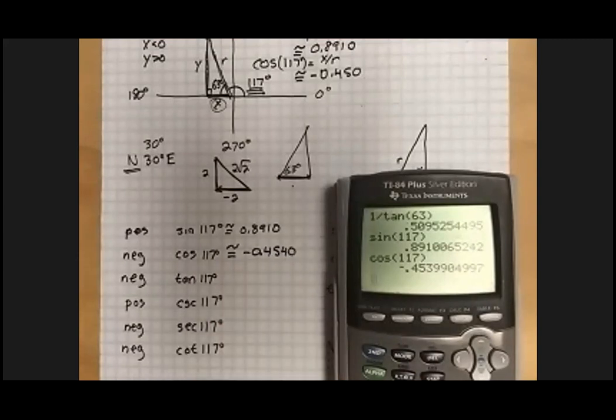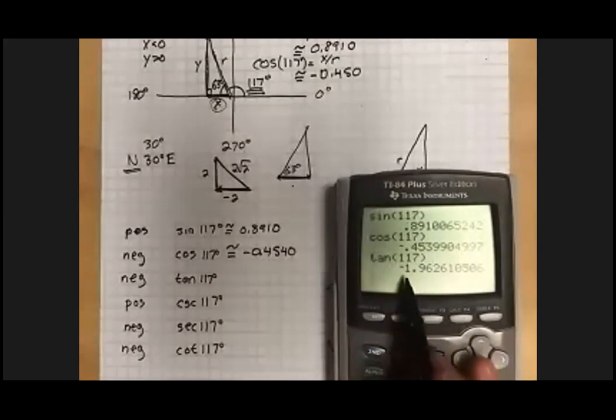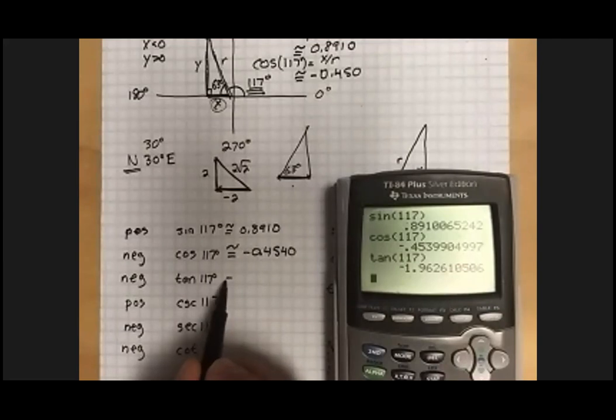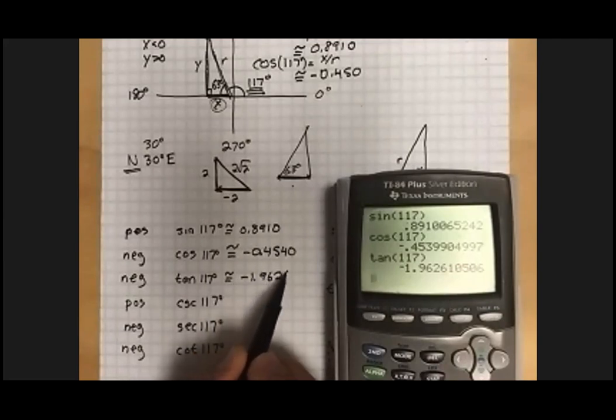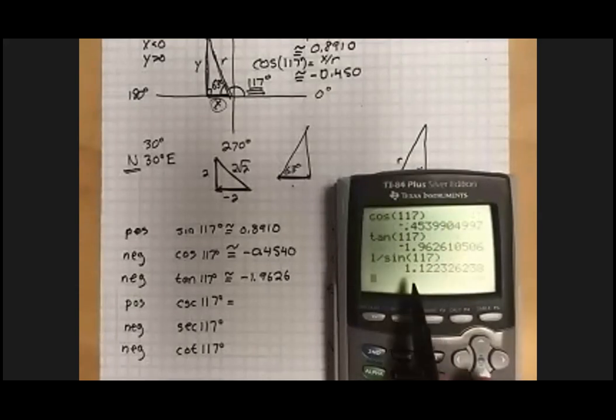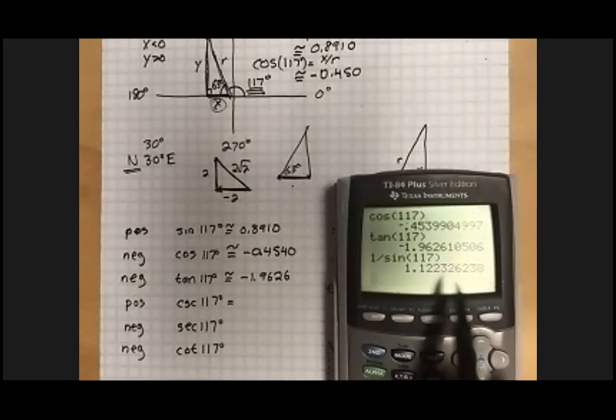The tangent of 117, negative 1.9626. The cosecant, which is 1 over sine, 117, positive 1.1223.